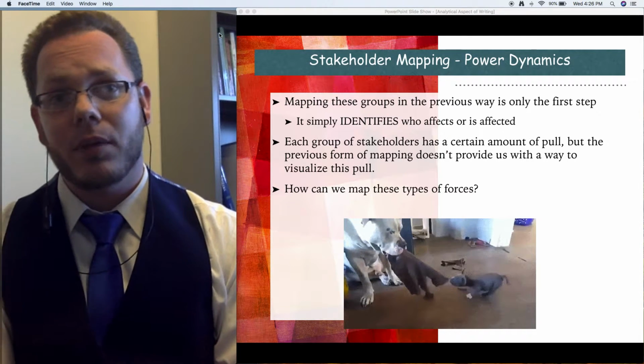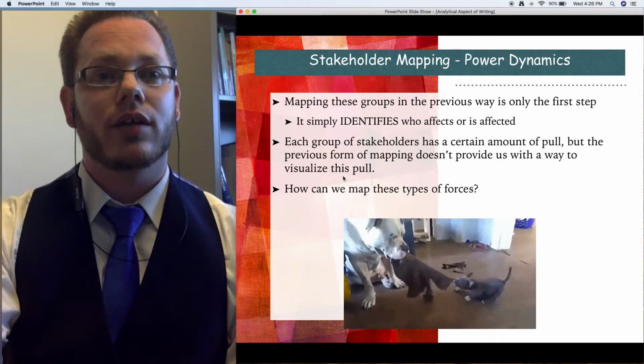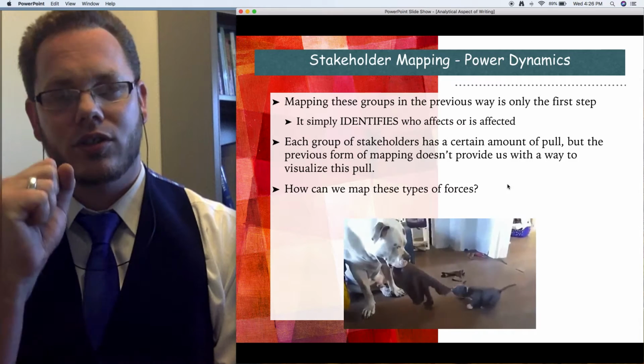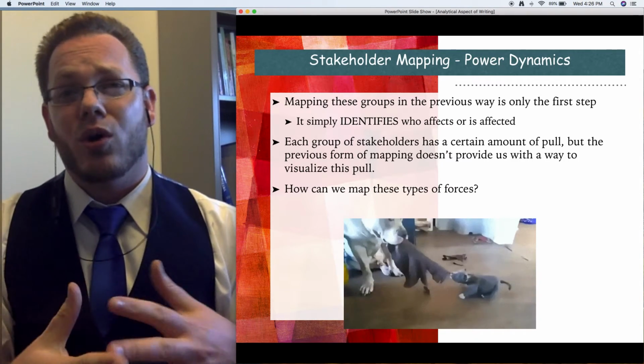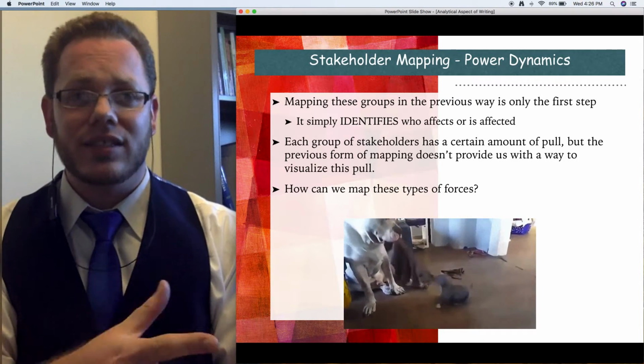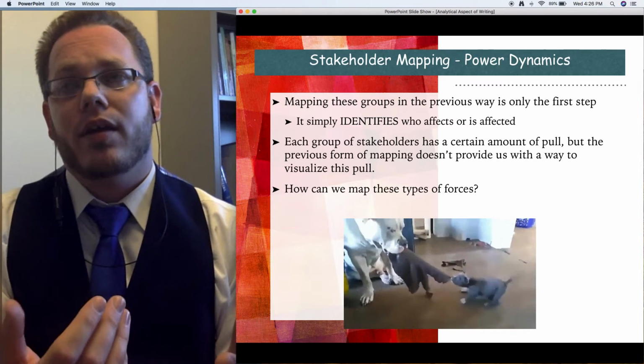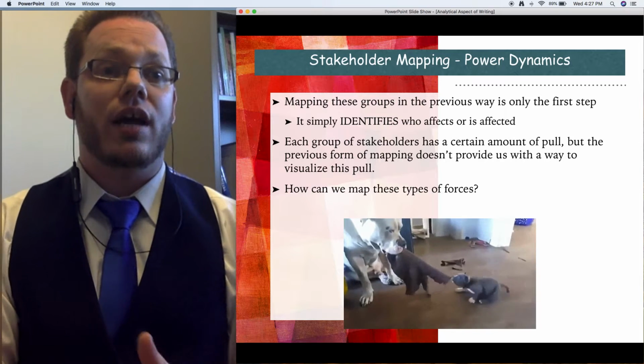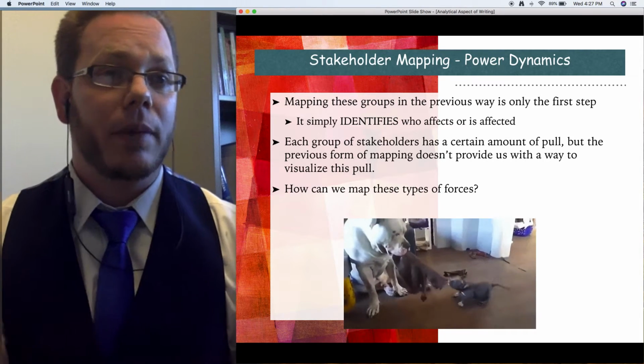So suffice to say, we need a model when it comes to stakeholder analysis. We need a model that represents, for each group of stakeholders, the level of pull in a system that they have. Some stakeholders have more, some stakeholders have less. So how can we map these types of forces?